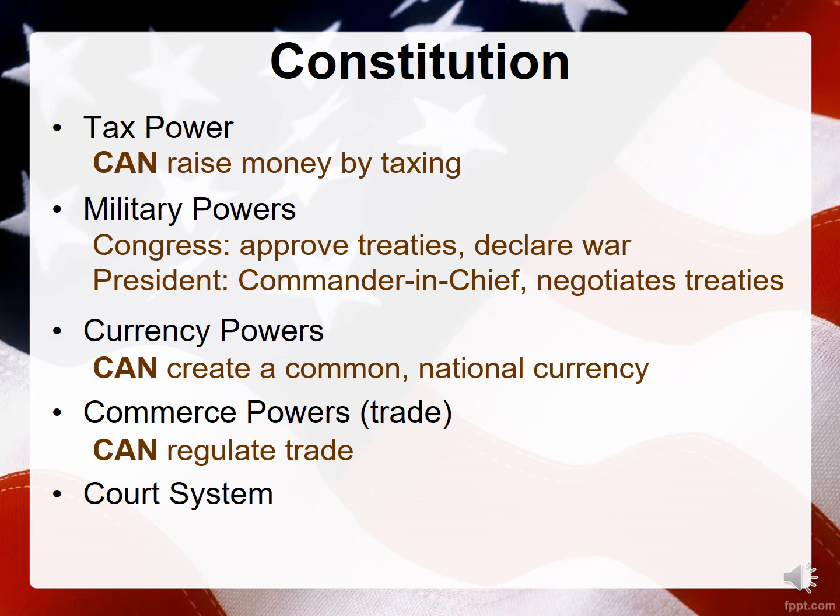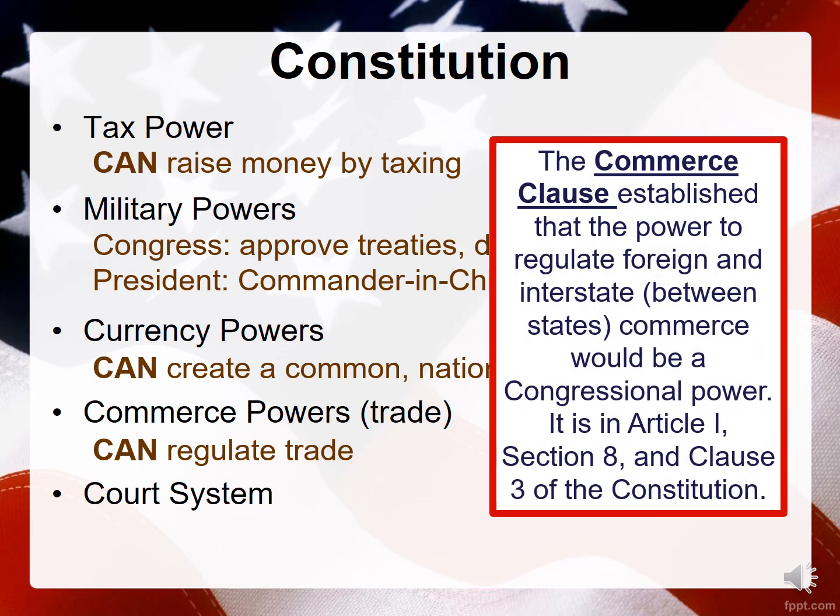Commerce powers. The Constitution gave the commerce powers, or the ability to regulate trade, to Congress. Now, this is known as the Commerce Clause, and you can find this in Article 1, Section 8. Article 1 talks about the powers of the legislature, the congressional powers. The Commerce Clause established that Congress had the power to regulate foreign and interstate commerce. And so this is not only trade with other countries, but also interstate trade, or the trade between the states.